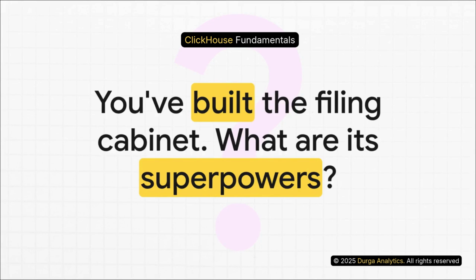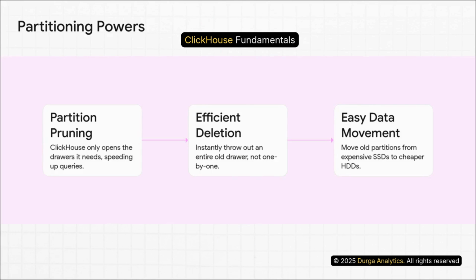Okay, so we've built this amazing digital filing cabinet. So what? What can it actually do for us? Well, it turns out it has 3 incredible superpowers for managing data at a massive scale. First up, partition pruning. This is huge. When your query has a where clause that filters by month, ClickHouse gets super smart. It looks at the query and says, aha, I only need to open the drawer for March 2023, and it completely ignores everything else. The speed boost is just dramatic.